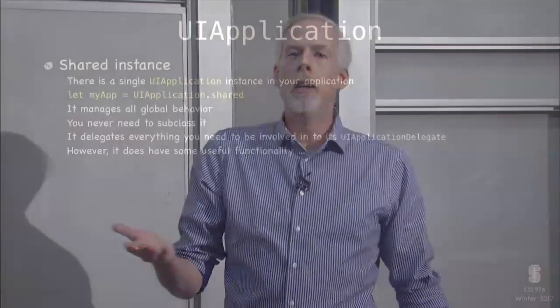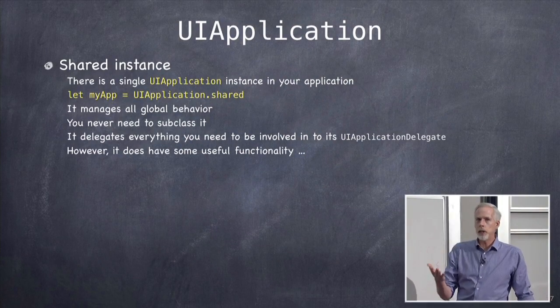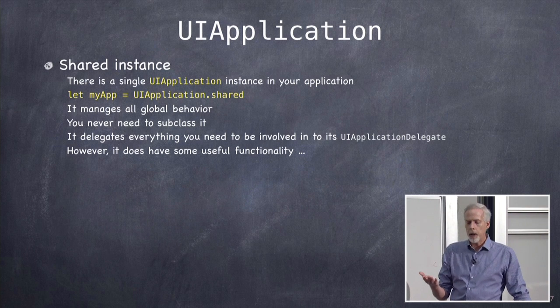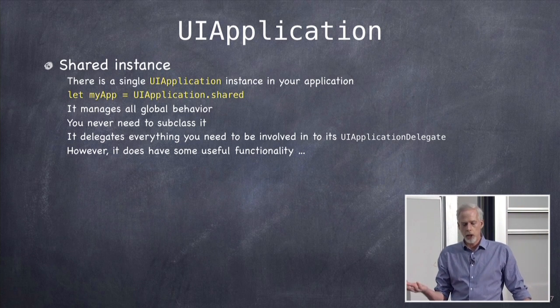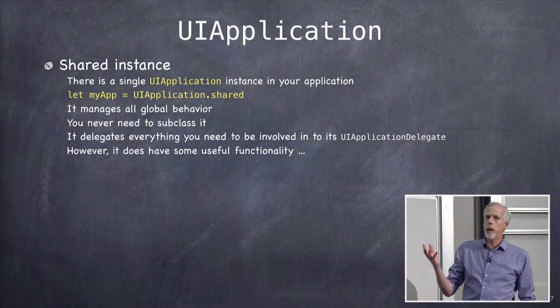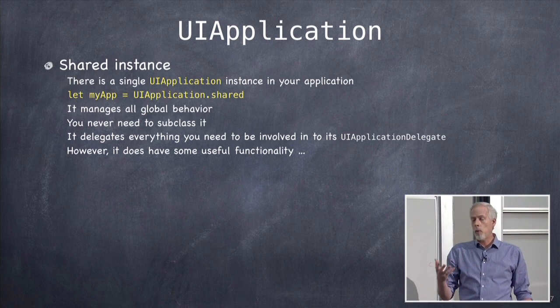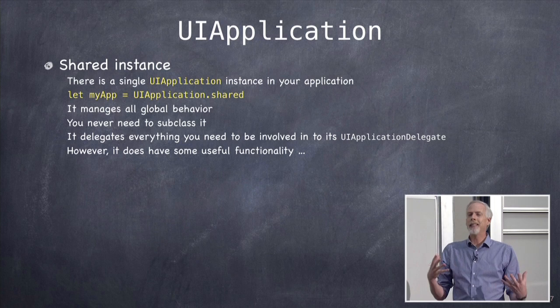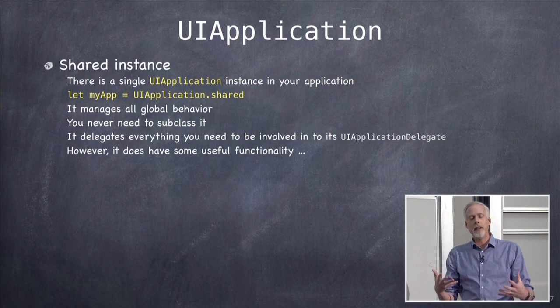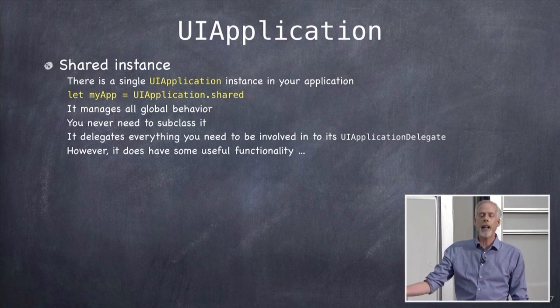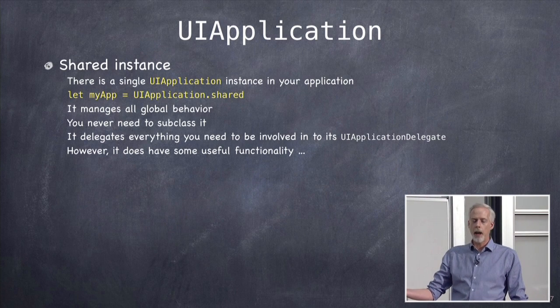There's a few other things, but that's mostly what the application delegate is all about. Now, application delegate, of course, has to be a delegate of some object, and it's a delegate of UIApplication. So UIApplication is a class. There's only a single instance that you ever have in your app. You get it by saying UIApplication.shared, and it manages all the global behavior, which sounds like, wow, this is a really important object. But actually, it's not that important. You almost never interact with UIApplication because it delegates all of the interesting things to its app delegate.